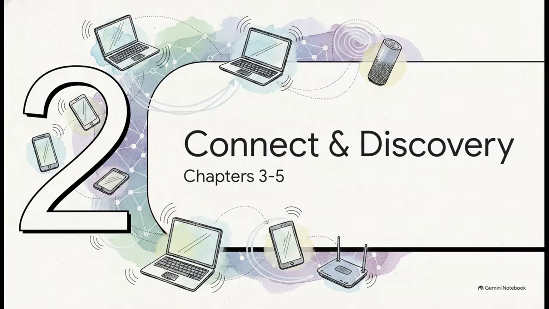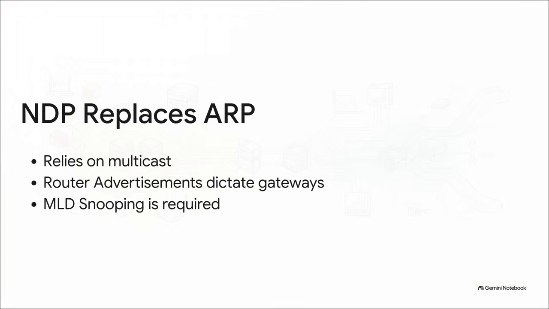Moving right along to chapters 3 through 5, connectivity and discovery. Let's talk about how these devices actually find each other and keep their connections alive. So, you know by now that NDP is the new ARP, right? It relies heavily on router advertisements to hand out your default route, and it desperately needs MLD snooping to stop your switches from just flooding everywhere. This is absolutely crucial.